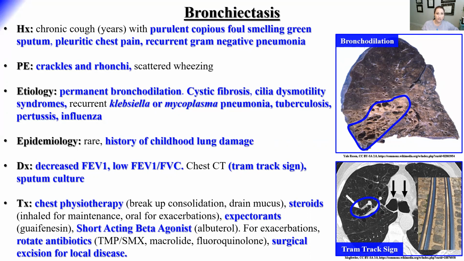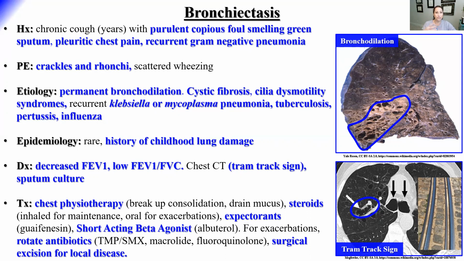Also for diagnostics, you'd want to get a sputum culture because they usually have some pretty nasty bacteria when they're getting these recurrent infections. So you try to get a sputum culture so that you can get a culture and sensitivity off of that. Treatment for this, chest physiotherapy is where they turn the patient kind of upside down and they work on breaking up those mucus plugs so that the mucus can drain out. Steroid medications can be inhaled for maintenance and then oral if they're having an exacerbation.